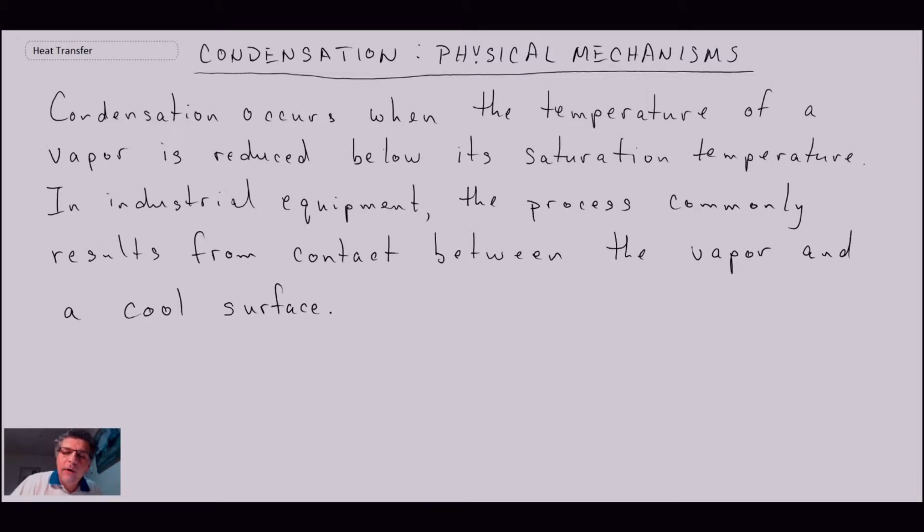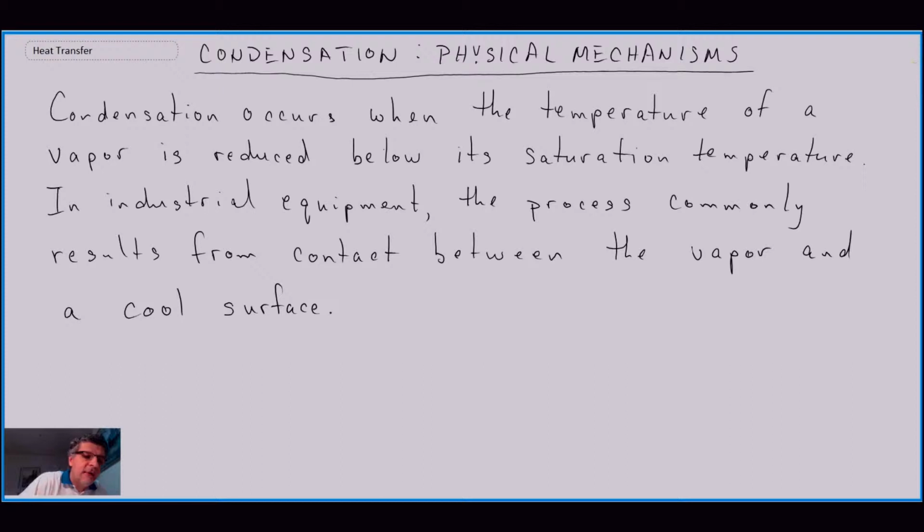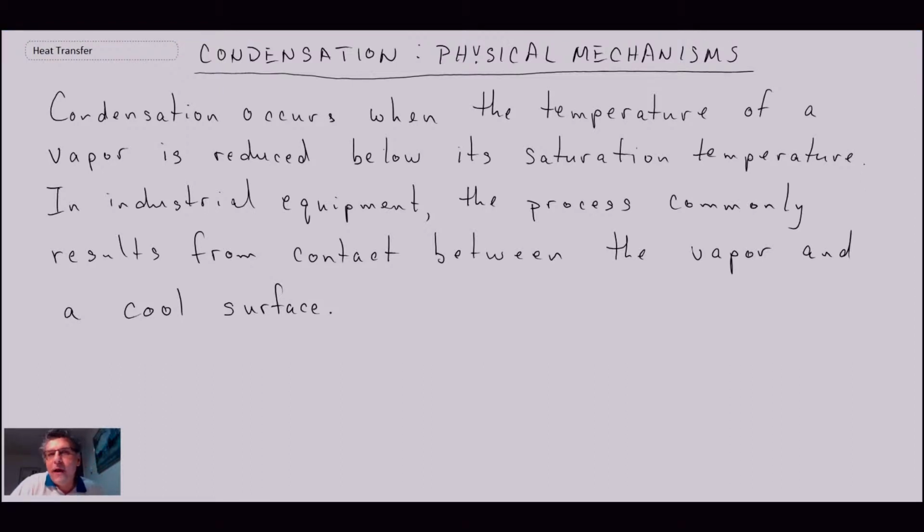So when we look at condensation heat transfer, what is happening is we have a surface that is at a temperature lower than the saturation temperature of a vapor, and consequently what happens on that surface is the vapor goes through a phase change and goes from the vapor state back into the liquid state. Now, there are a couple of different types of condensation that can occur.